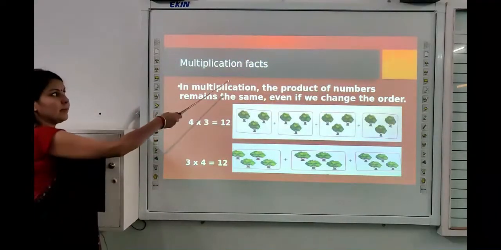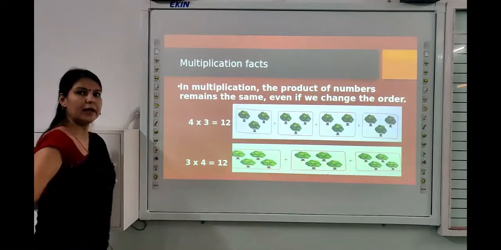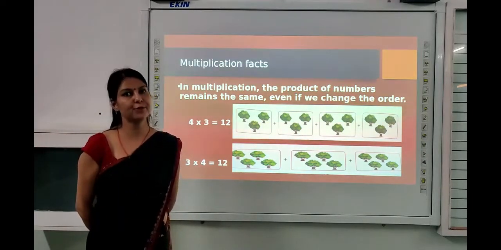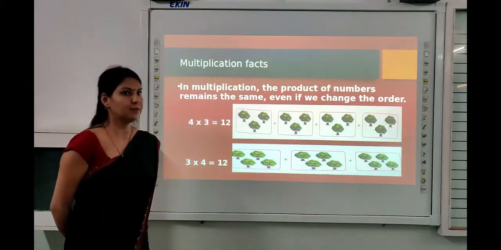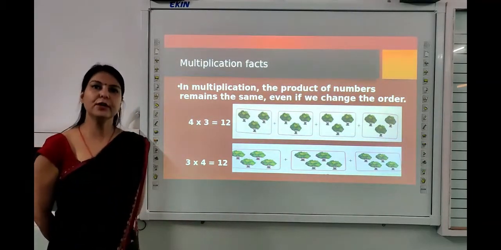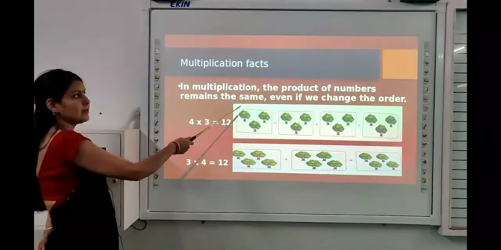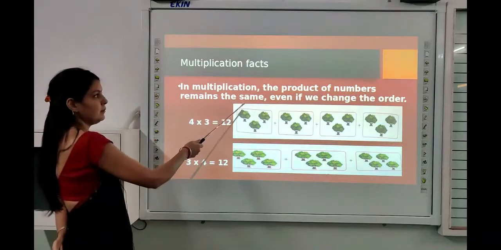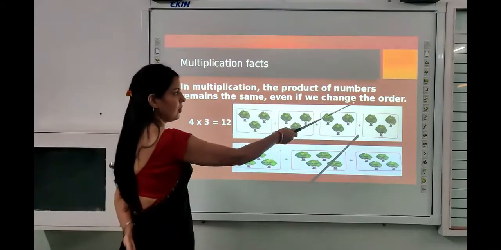Before starting multiplication facts, children, I want to tell you one thing, that you should learn the tables from 2 to 9, because this chapter is totally based on tables. Multiplication, the product of numbers remains the same even if we change the order.